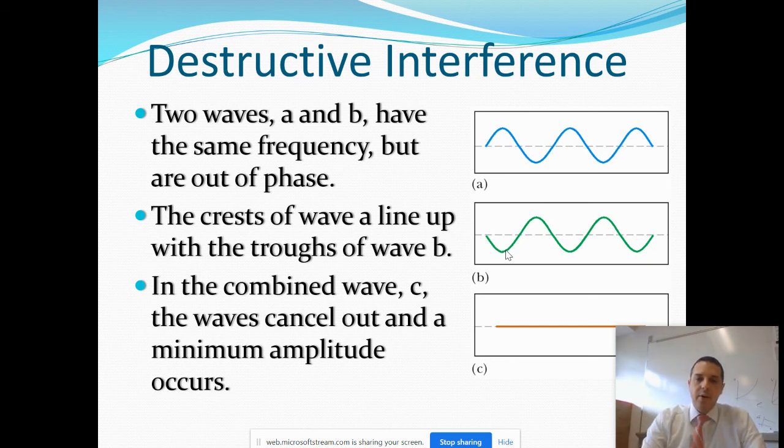I'm going to show you some examples in a PhET simulation next, just for you to see some of this constructive and destructive interference in moving waves. And then we'll follow up at the end by talking about standing waves.